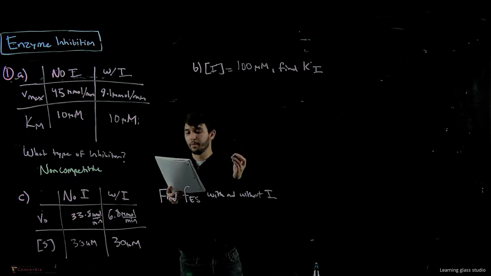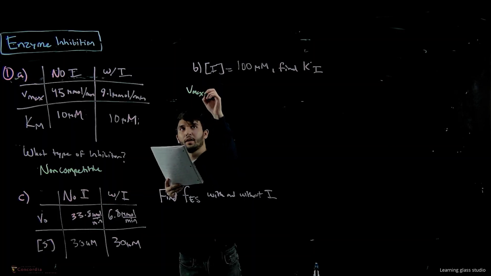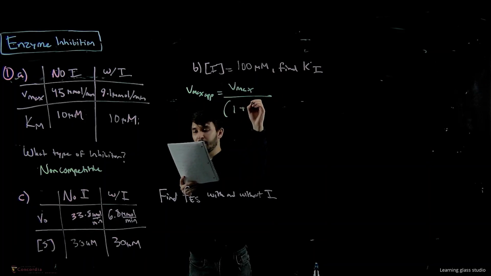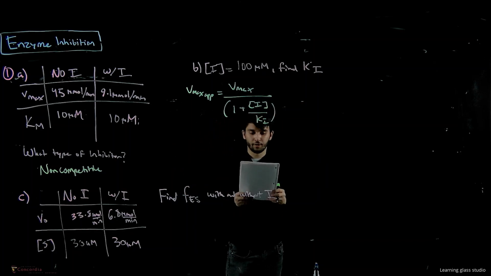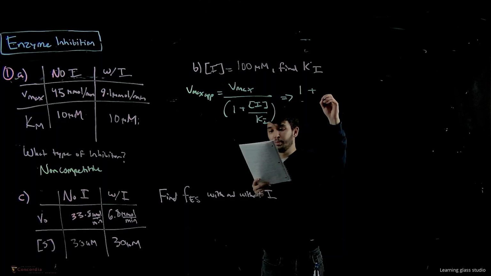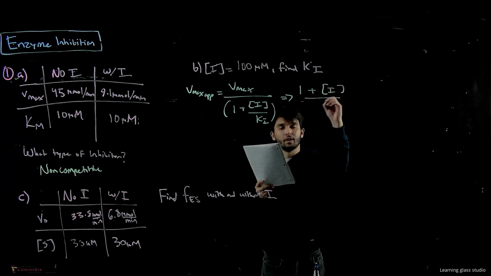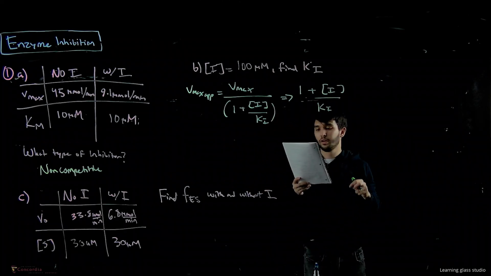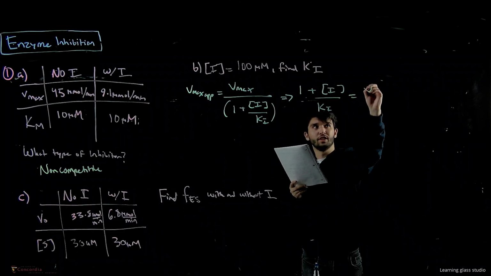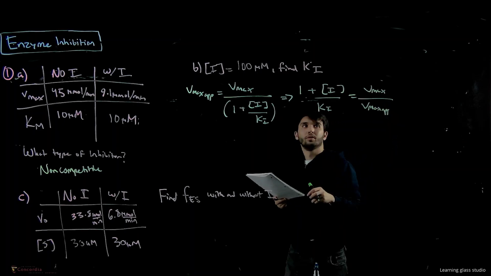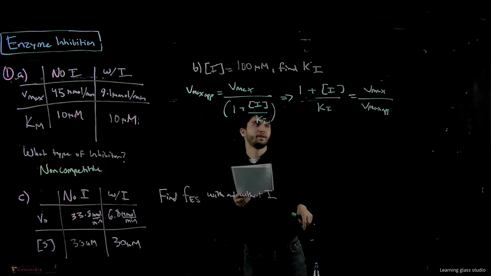So because this is a non-competitive inhibitor, we can use Vmax apparent is equal to Vmax over 1 plus concentration of the inhibitor over Ki. So now we need to do a bit of algebra to solve for this. So 1 plus the inhibitor over Ki. This is actually just this part right here, this is the fraction, equals Vmax over Vmax apparent. So what we did was we divided this and then multiplied this up here, okay?